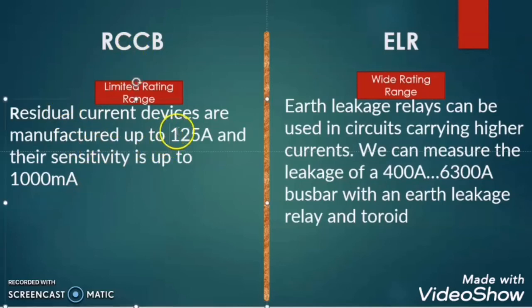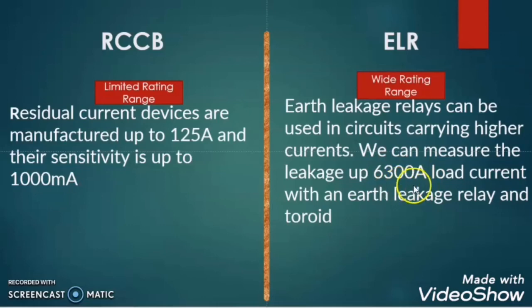RCCB is available up to 125 ampere with a sensitivity range up to 1000 milliampere. But the ELR is available in a very wide range. ELR can sense the difference in the phase current with a load current of 6300 ampere. Here the RCCB is taking only load current till 125 ampere, but ELR can work with load current up to 6300 ampere. The reason is very simple.